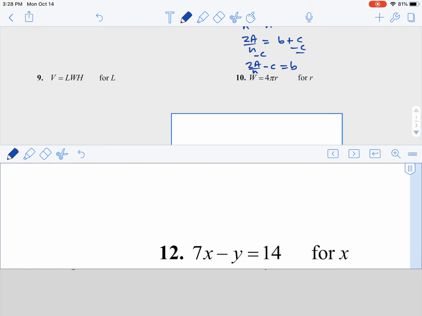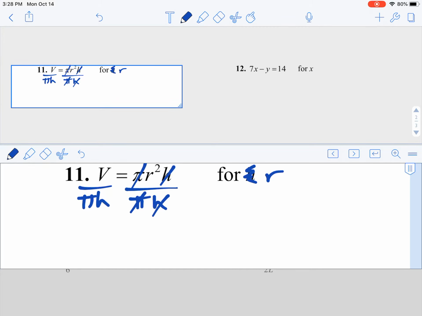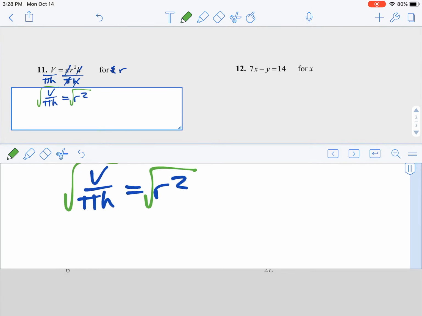Let's see. Those are pretty easy. This one's a little more complicated. Let's actually solve it for r, not for h. Make it a little more complicated. So to get r by itself, you would divide by pi and h to get rid of those. From both sides, divide by pi and h. So v over pi h equals r squared. Then to solve for r, you have to do the opposite of squaring, which is square rooting. So our answer then would be the square root of v over pi h.